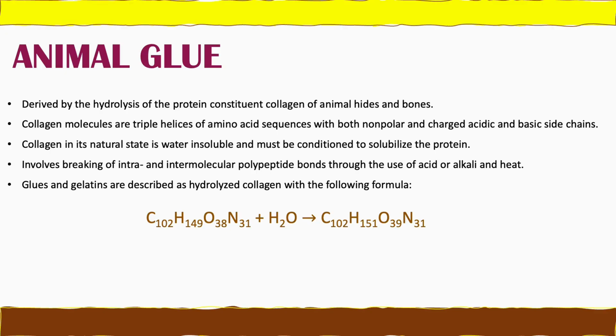Now, the animal glue is basically derived by the hydrolysis of a protein constituent which is called collagen. And this collagen is obtained from the animal hides and also from the bones. Now, the collagen molecule contains both the non-polar and the charged or polar, acidic and basic side chains. This is the structure of the collagen molecule. The soluble protein of animal glue is the gelatin, and the collagen is converted to this gelatin through the process of breaking of inter and intramolecular polypeptide bonds through the use of acid or alkali and heat.